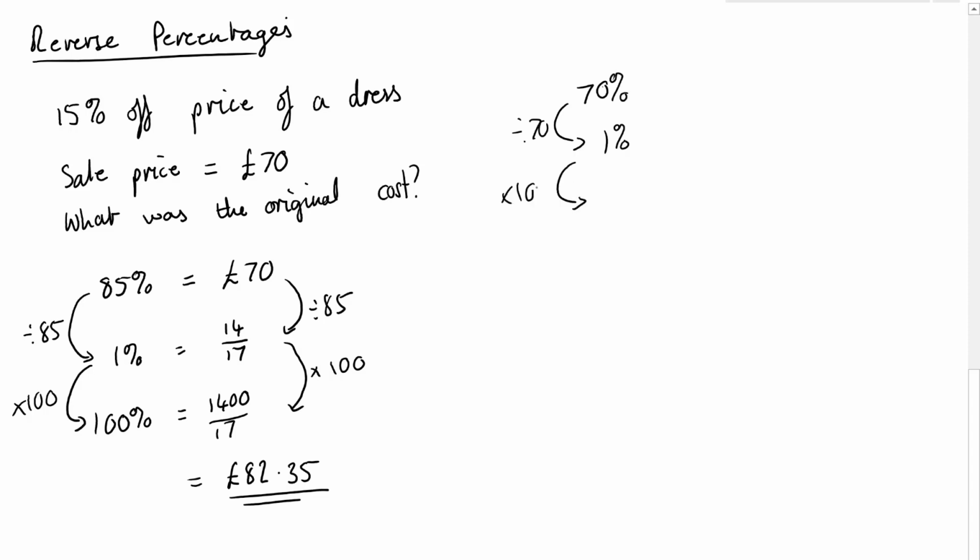And what you'll find is you'll always be dividing by the sale percentage and timesing by 100. If we brought these together, we could do this in one step, and instead of dividing by 85 and timesing by 100, you could just multiply by 100 over 85. In this case, if we'd done that, we would have had 70 multiplied by 100 divided by 85, which would have given us £82.35, exactly the same answer. So this is how we're working out percentages and reverse percentages.